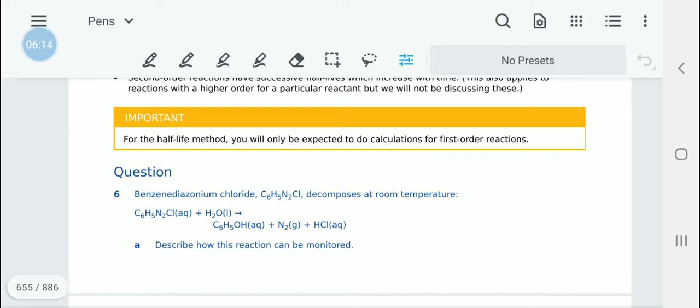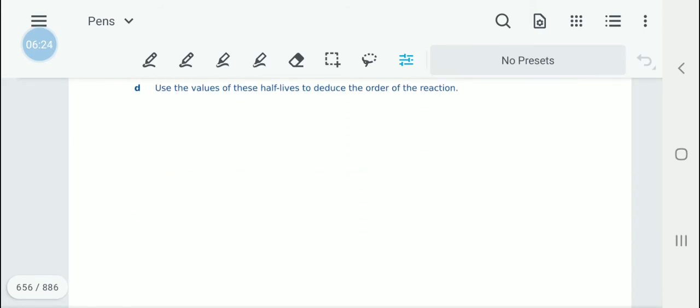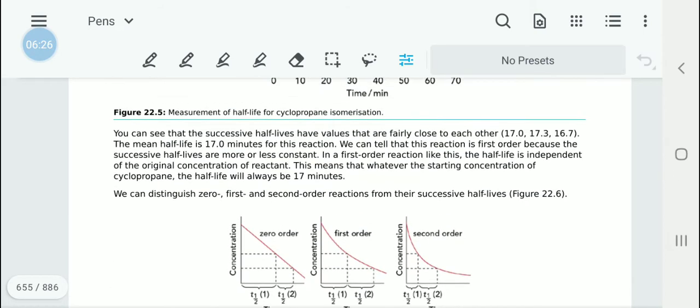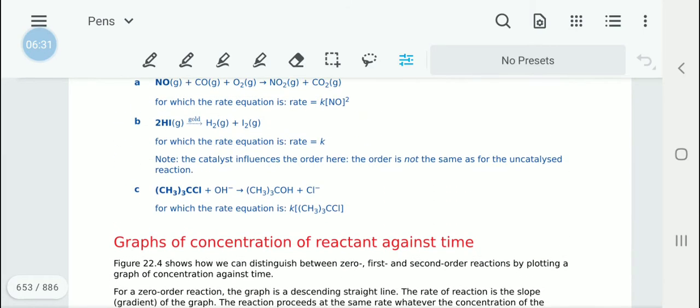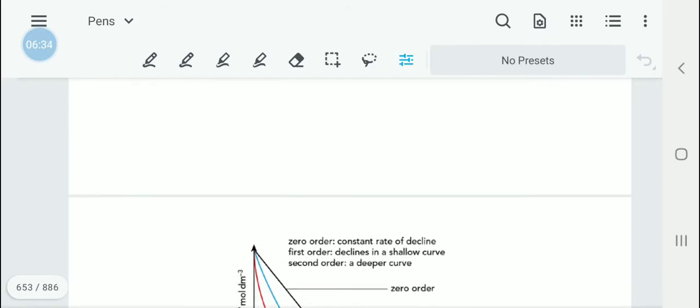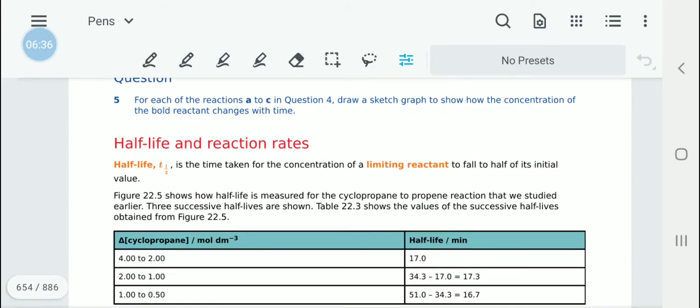Also remember, for the half-life method, you will only be expected to do calculations for first order reactions. If you do this question number 6, you will be able to understand what is expected of you. Write down a note. Half-life and reaction rates. Half-life, T half, is the time taken for the concentration of a limiting reactant to fall to half of its original value.